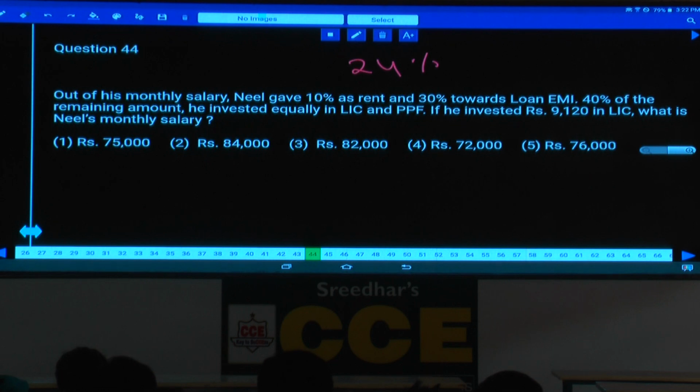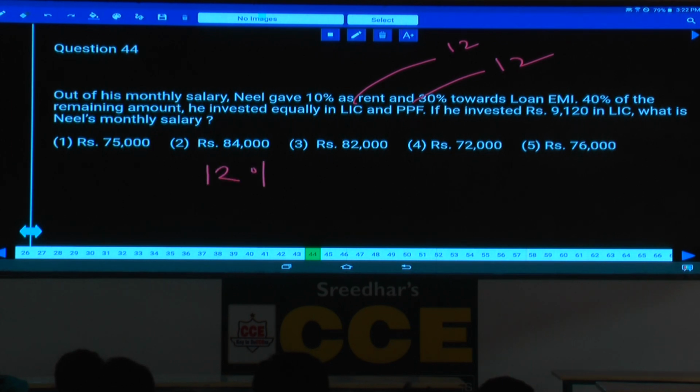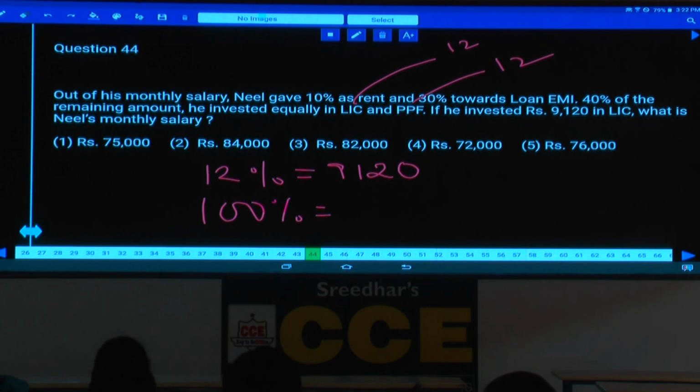He invested equally in LIC and PPF. So in LIC and PPF, it is 12% and 12% investment. If he invested 9120 in LIC, which is 12%, if 12% is equal to 9120, what is Neil's monthly salary? 100% is equal to how much? Yes or no? Alright, the answer may end with 1000 or 6000.